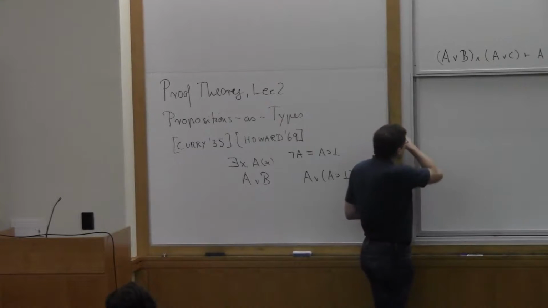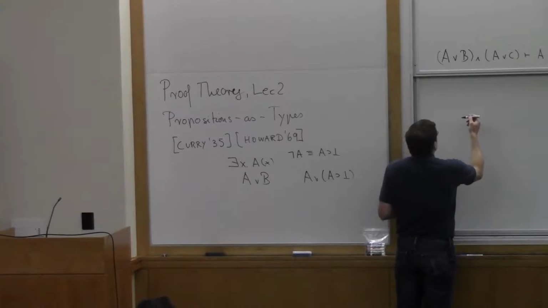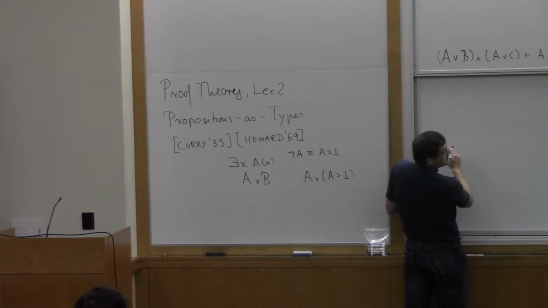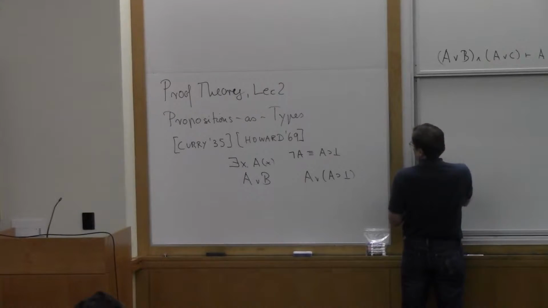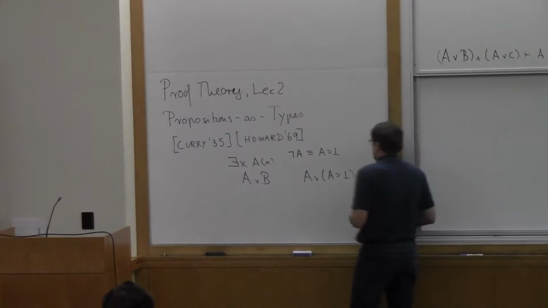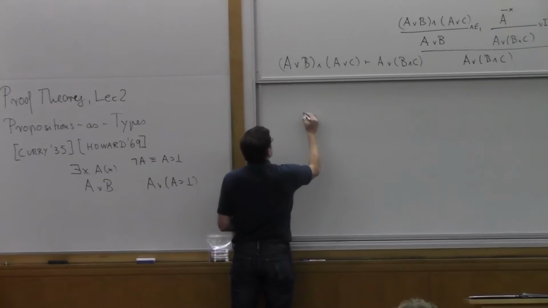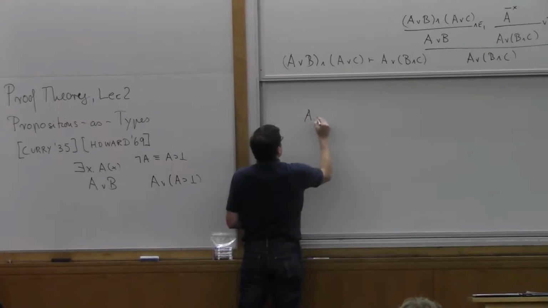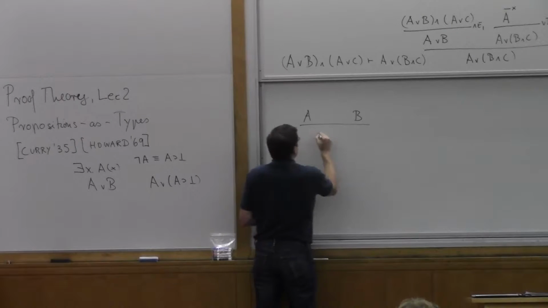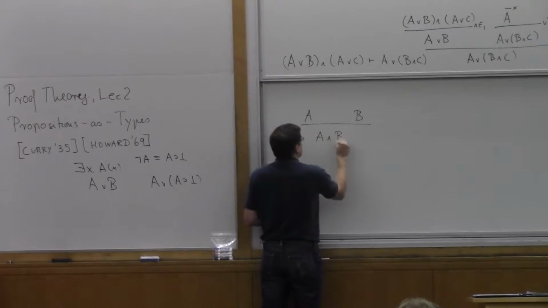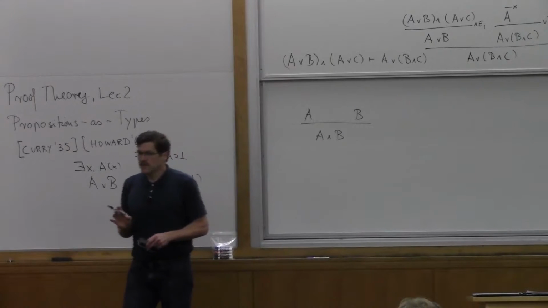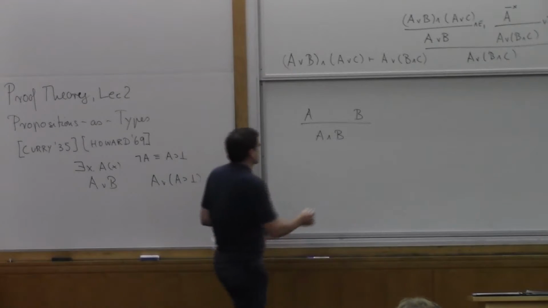Okay, let's start with the introduction rule. Let me do it over here. We have A true and B true, then A and B is true. I omitted the true, so I have room to write what I actually want to write here. This is the and introduction rule.